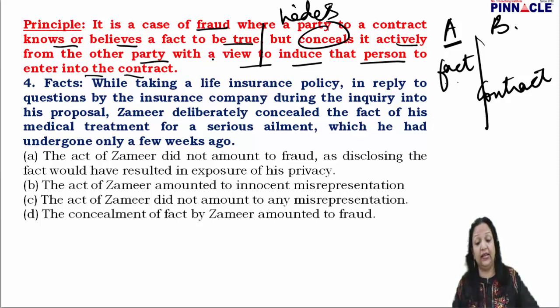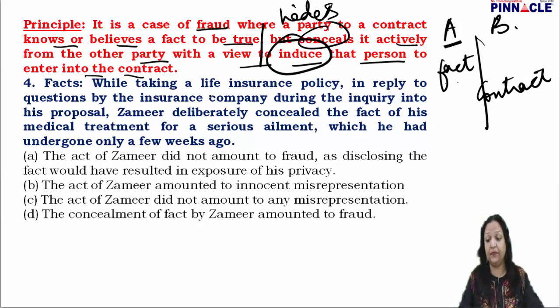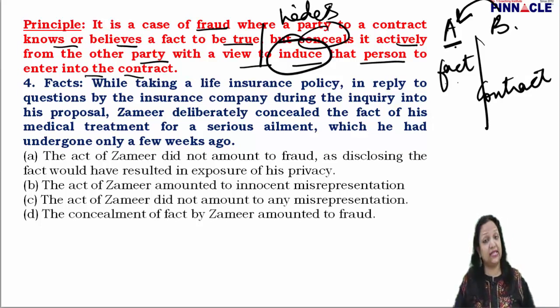And why are they hiding it? He is hiding it with a view to induce that person to enter into a contract, so that this person B enters into a contract with him. That's why he is hiding it. Okay, this has been given to you.